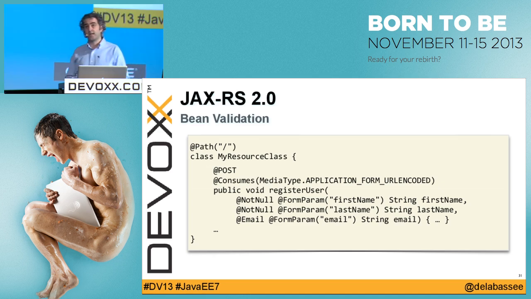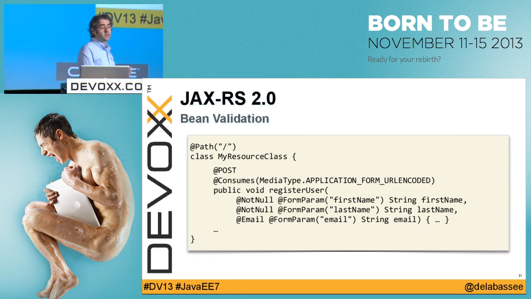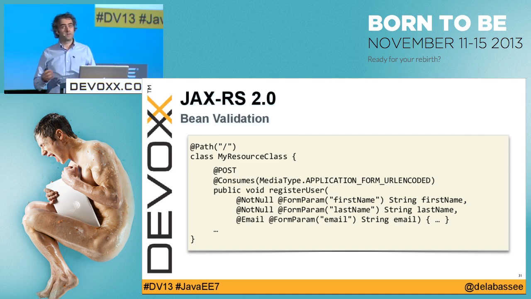Something else that was added in JAX-RS 2, bean validation. So we can now add validation constraints on JAX-RS endpoints. If you look at the example, in this case, we don't want the form parameter first name to be null. We don't want the last name, again, to be null. And finally, we validate the email form parameter using custom email validators. So those were some of the features that were added to JAX-RS 2, but there are a lot more, such as filters, interceptors, hypermedia support, validation, and so on.